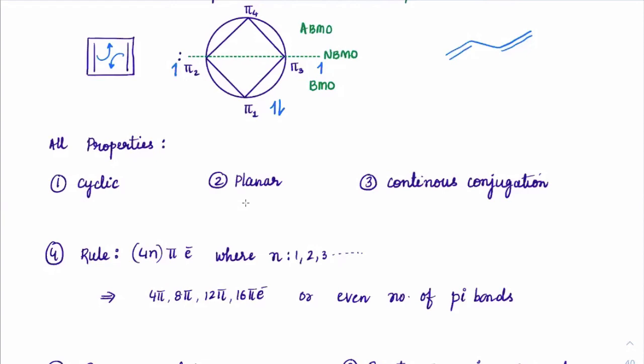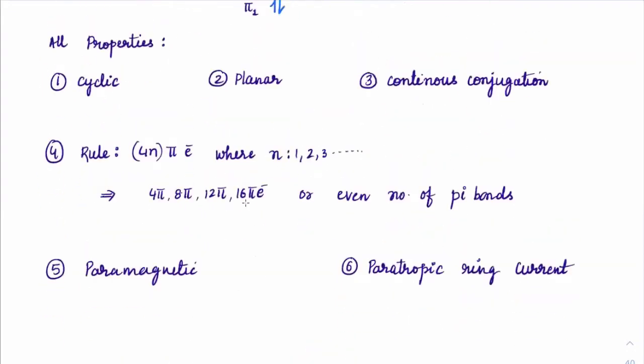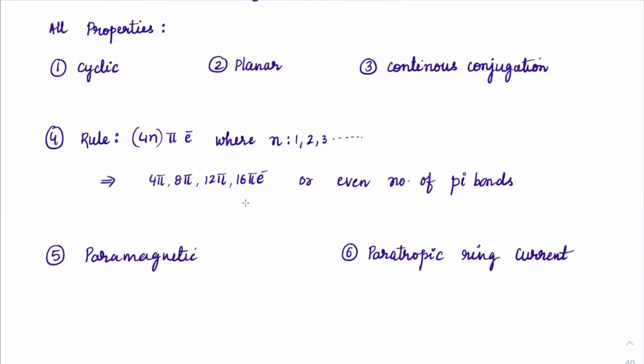Correct. So these are the properties you need to check when it comes to anti-aromatic. Let me repeat that. First, it should be cyclic. Second, it should be planar. Third, continuous conjugation must be there. It must follow the 4n pi electron rule. It must have paramagnetic nature. It must show a paratropic ring current. Then we call it anti-aromatic. Last thing, because of all of these properties, it will be an unstable species.